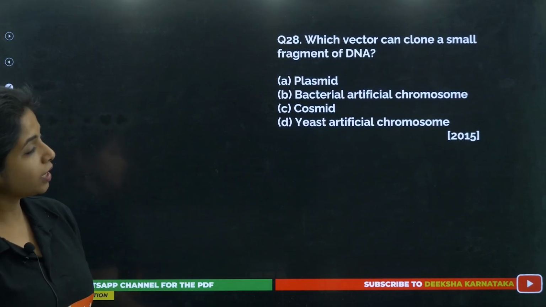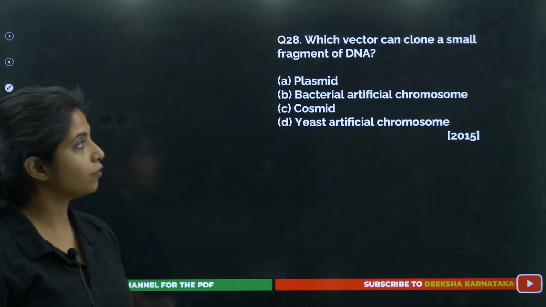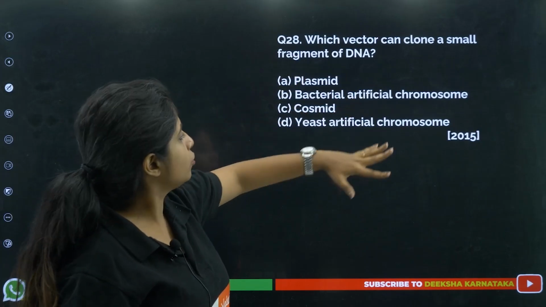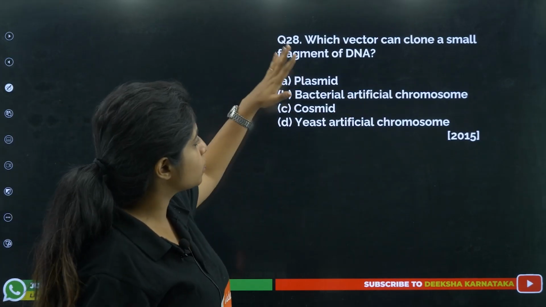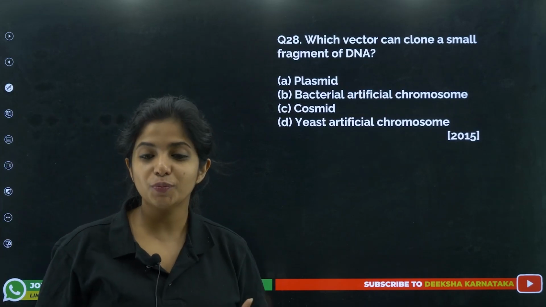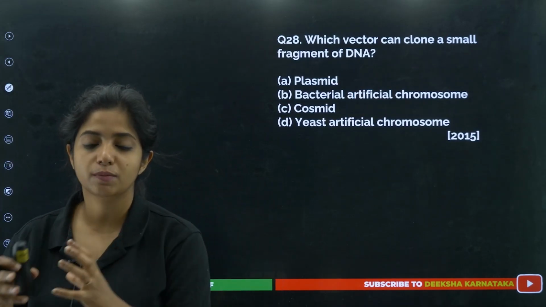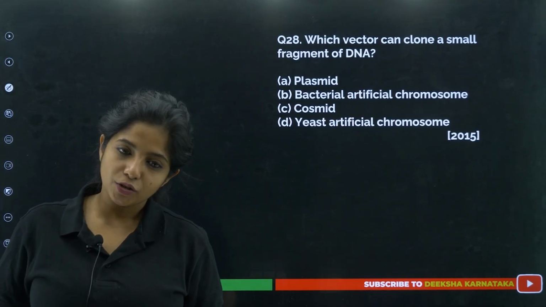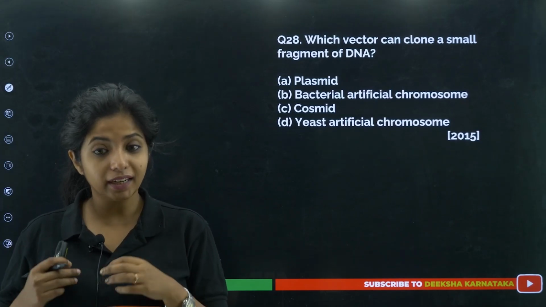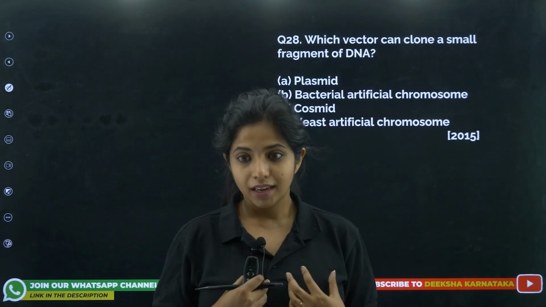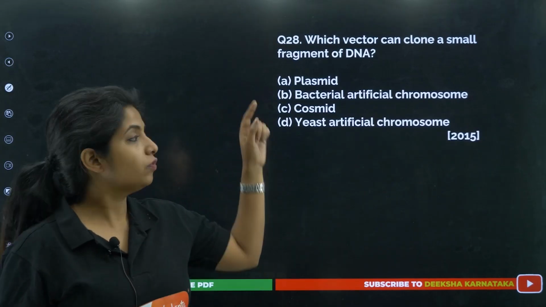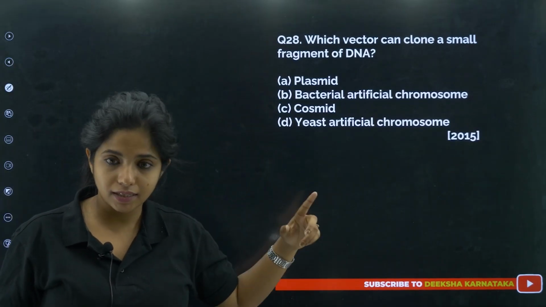Okay, next, which vector can clone a small fragment of DNA? So these things that you see over here, plasmid, bacterial artificial chromosome, yeast artificial chromosome, cosmid, all of them are going to act as vectors. I told you vectors are the things that will transport my gene of interest from one organism to other organism. Okay. So for example, mosquito is a vector. Why do I say mosquito is a vector? It has the parasite, it is transferring that parasite to me in the case of malaria. So that is acting as a vector, it is acting as a carrier. So over here, all these things that you see, they are acting as carrier.